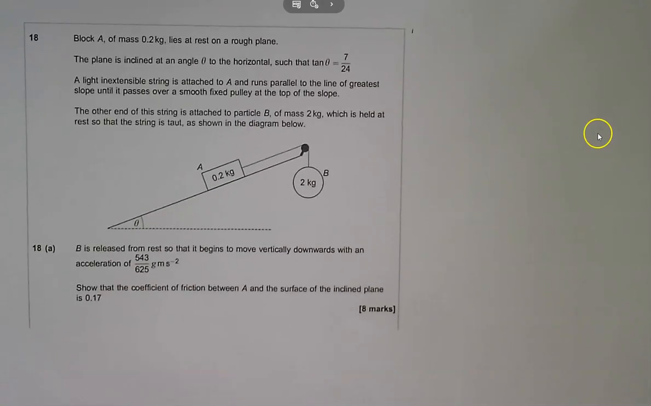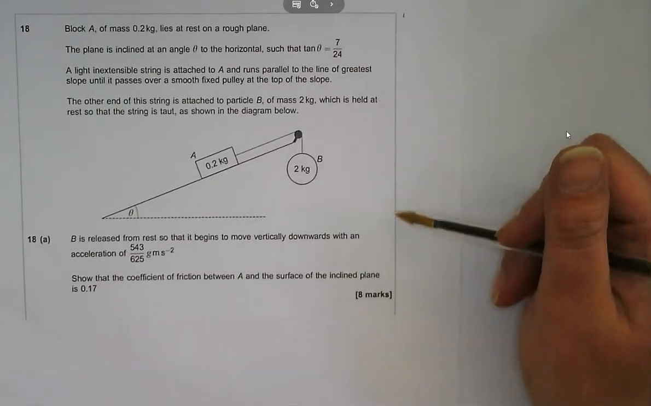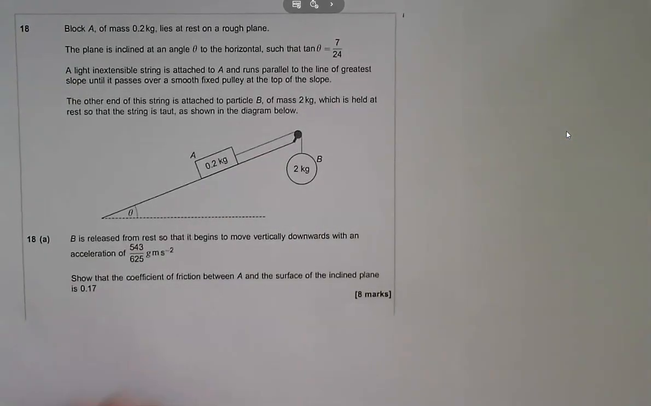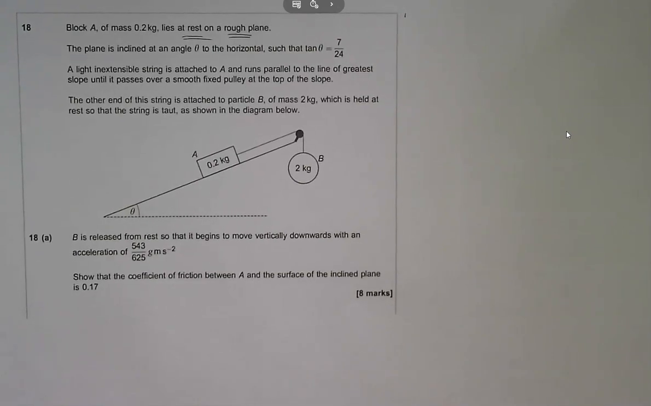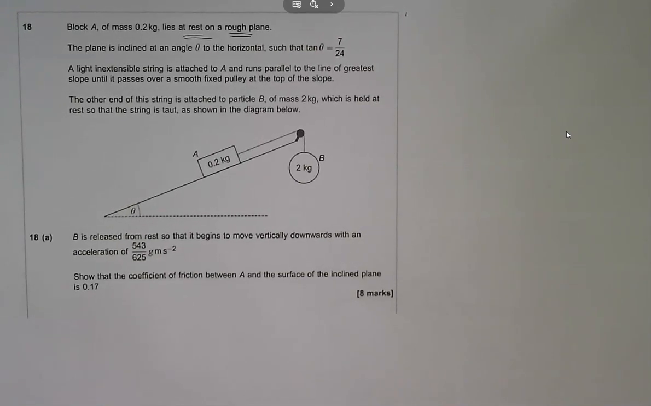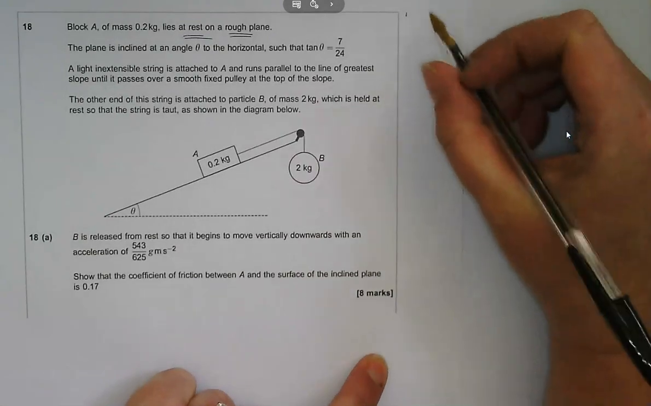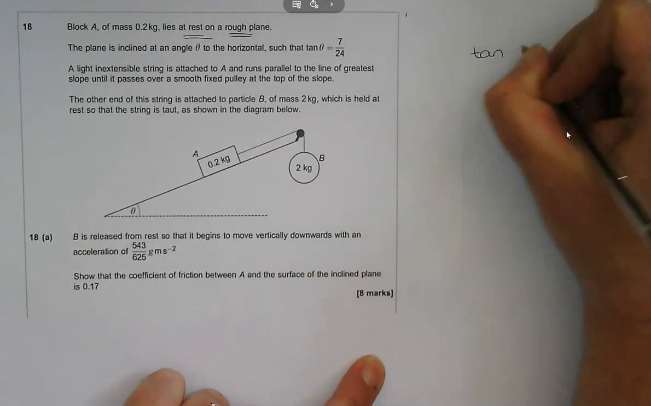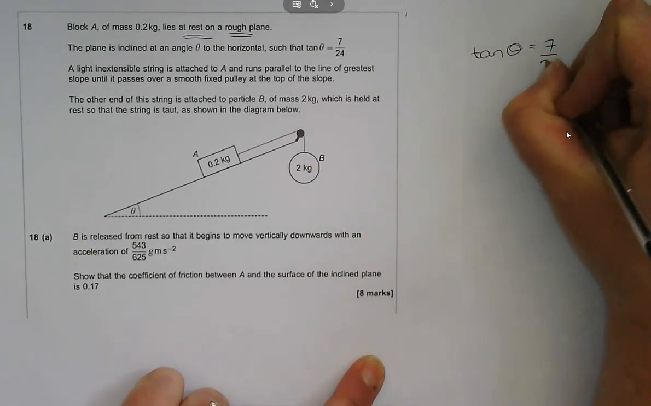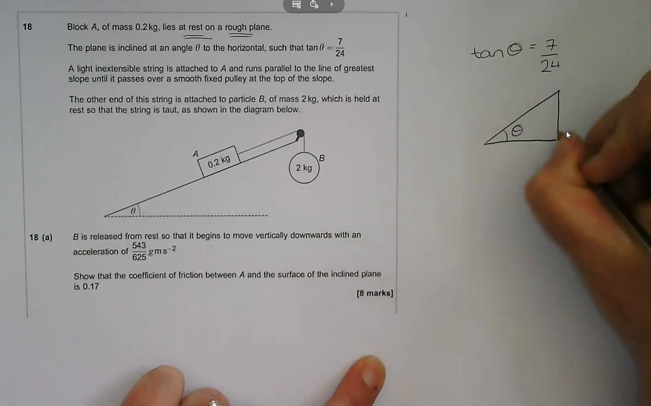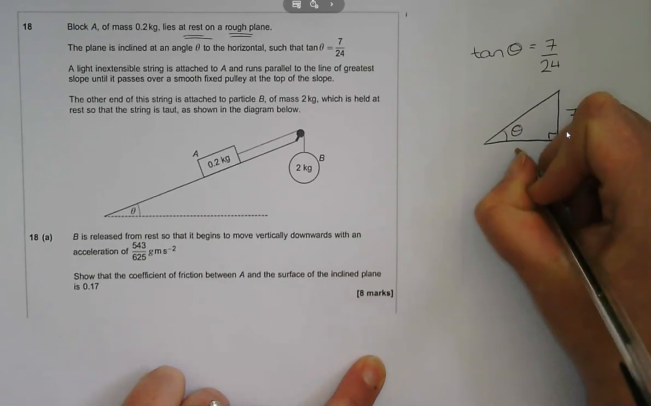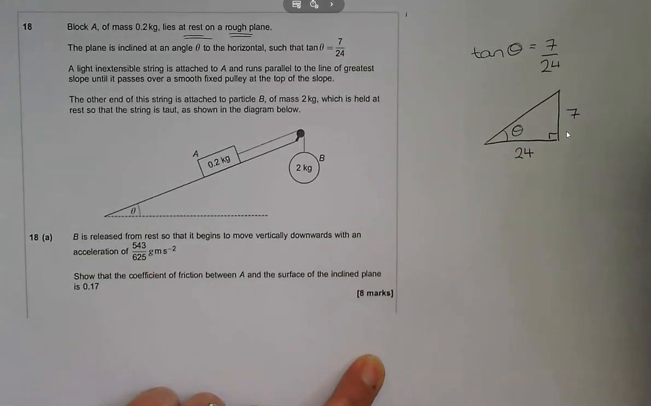Right, here we go. So we've got an inclined plane with a block of mass 0.2 kilograms and it's at rest and it's rough. Okay, so we're going to think about friction. The plane is inclined at an angle of theta to the horizontal such that tan theta is 7/24. So if we were to draw a little right angled triangle, then we've got tan theta, if that's theta, opposite over adjacent, 7/24. We can work out what our hypotenuse is.